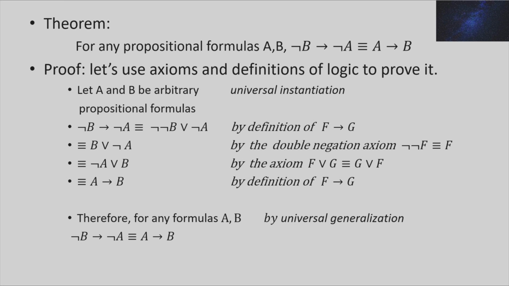So now, here's where we are. We took arbitrary A and B, the propositional formulas, and we showed that not B implies not A is equivalent to A implies B. And we showed it by just using definitions and axioms of propositional logic. Because A and B were absolutely arbitrary, we didn't ever say, oh yeah, and A must be true or anything like that, or that A has to consist of this and that, we can conclude by universal generalization that for any A and B, not B implies not A is equivalent to A implies B.